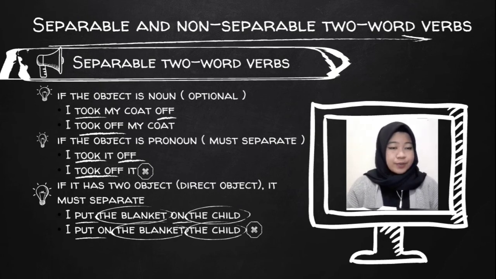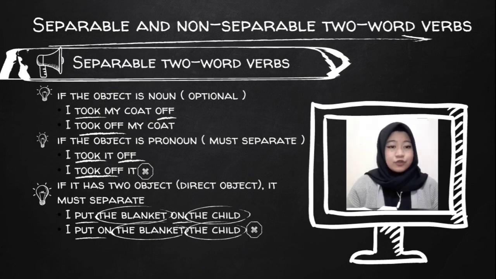Next, if the object is pronoun, then the phrasal verb must separate. For example, I took it off. The phrasal verb took off is separated by the object it, which is pronoun, and the sentence is correct. But what if I say I took off it? No, that doesn't make sense. That's why if the object is pronoun, then the phrasal verb must separate.